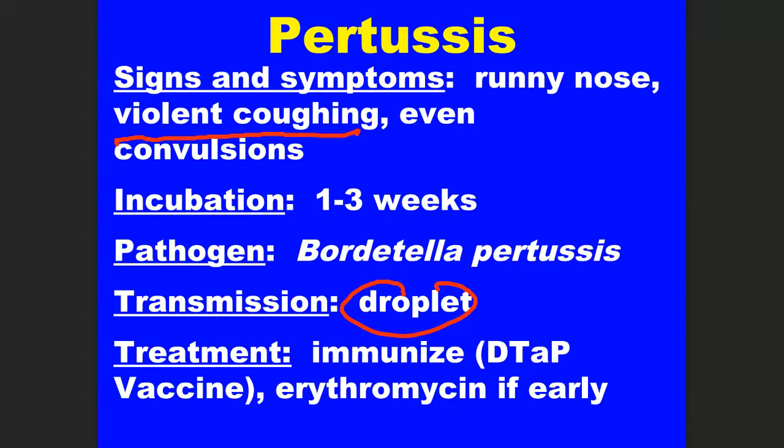The best prevention for pertussis is to immunize, vaccinate. Get the DTP vaccine. The AP part of this is what protects against pertussis. It's the pertussis toxoid. Now, if a person wasn't vaccinated and they got pertussis, one thing that can be given to treat is erythromycin.